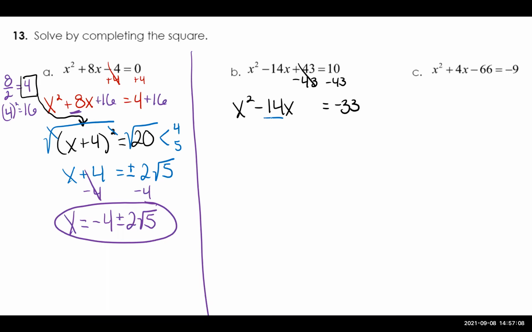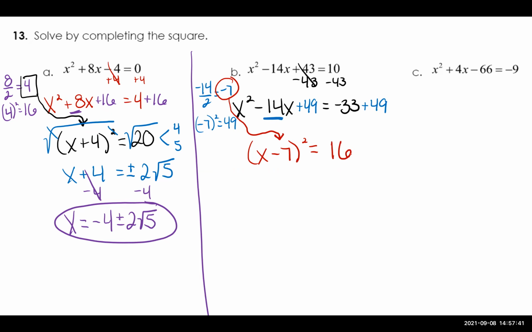And then I take my b term, which is negative 14, and I'm going to half it to get negative 7. Negative 7 squared is a positive 49, and that's how I'm going to fill in the gap. So next, the number in the parentheses will be whatever I got from halving it. So in this case, I had a negative 7. There's going to be a negative 7 right here. And negative 33 plus 49 is equal to a positive 16.